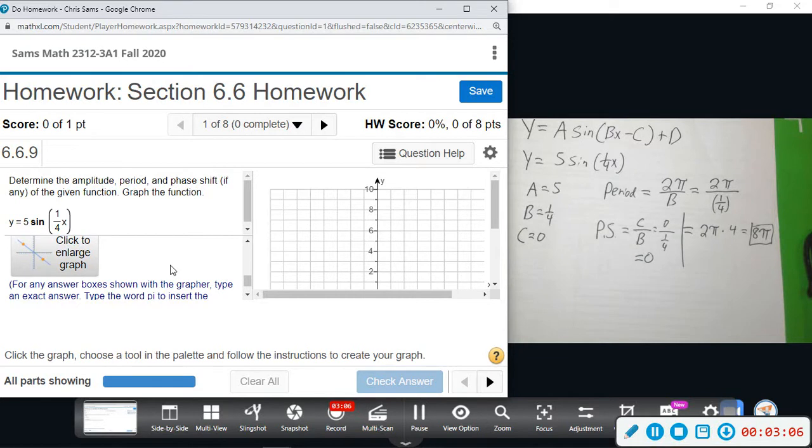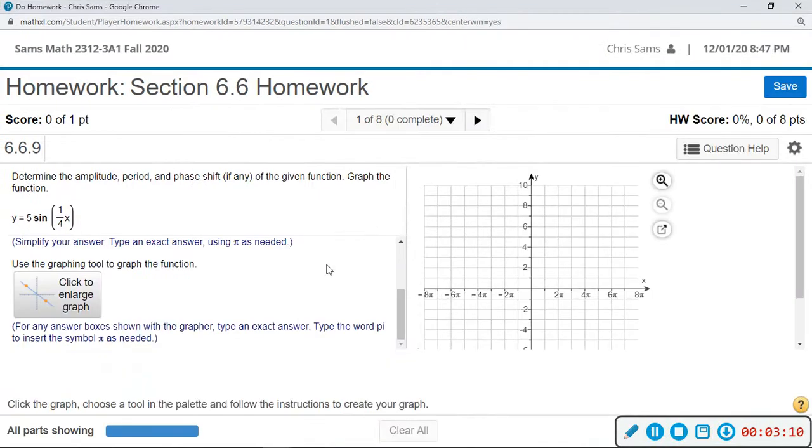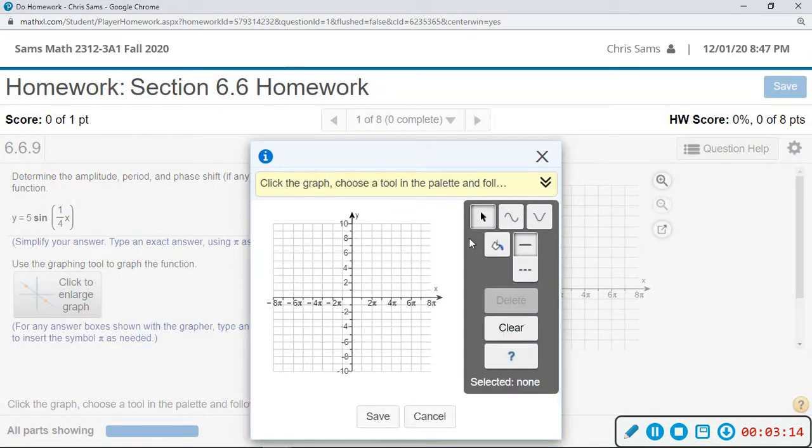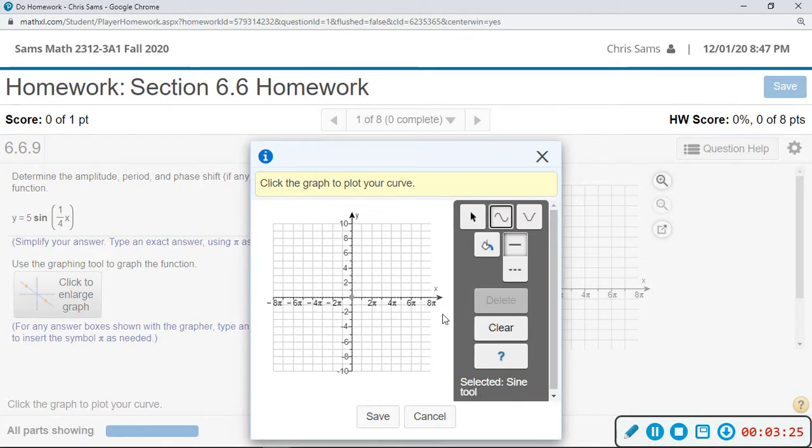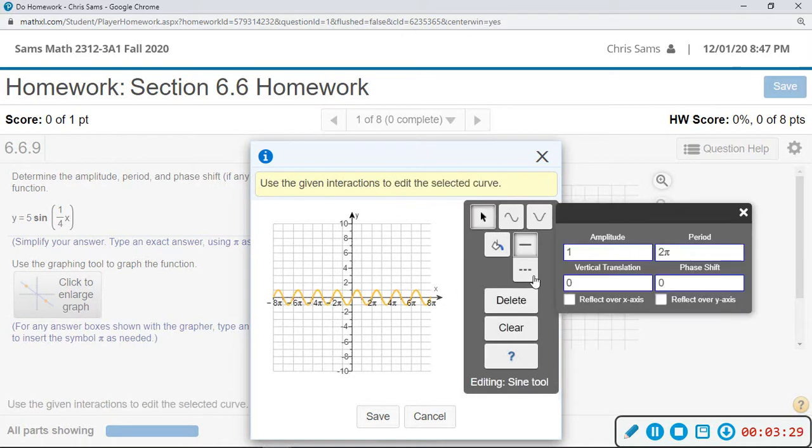Now it wants us to graph the function. So let me make this big. We're going to enlarge this graph, and we're going to tell it sine. This is what a sine curve looks like. You need to see those images in the previous video so you can have an idea of what it looks like. Just click on the graph anywhere and it should bring this up.